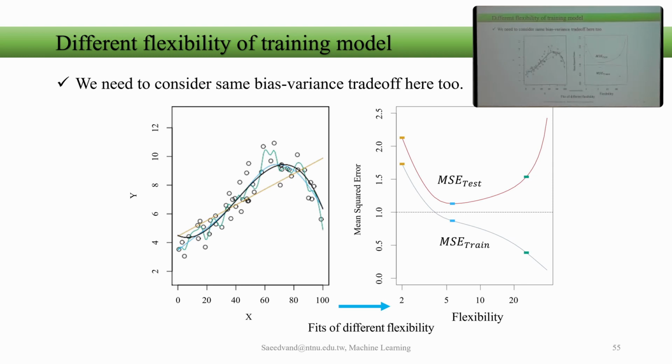So here you can see another figure. We already discussed this figure. Again, the importance here is the flexibility of the model. These are different models, and you can see that when the flexibility is increasing for the training set, my error, the MSE (mean square error), gets lower, but for the test set it gets worse.